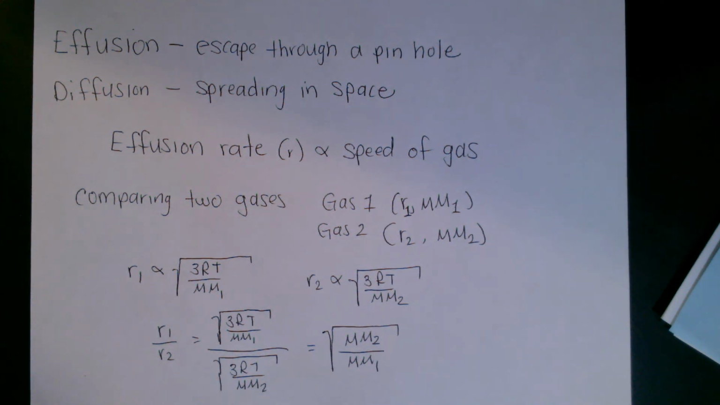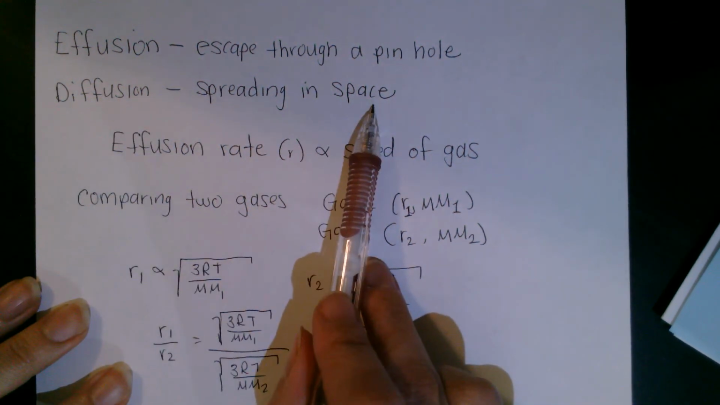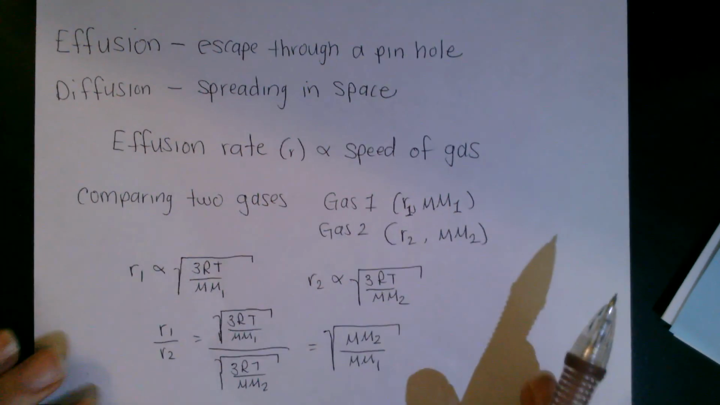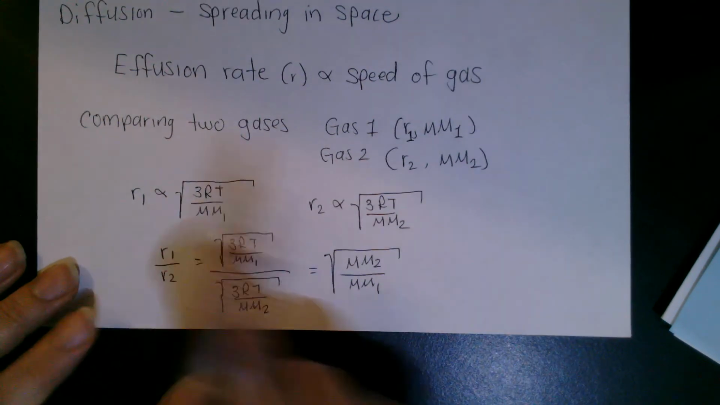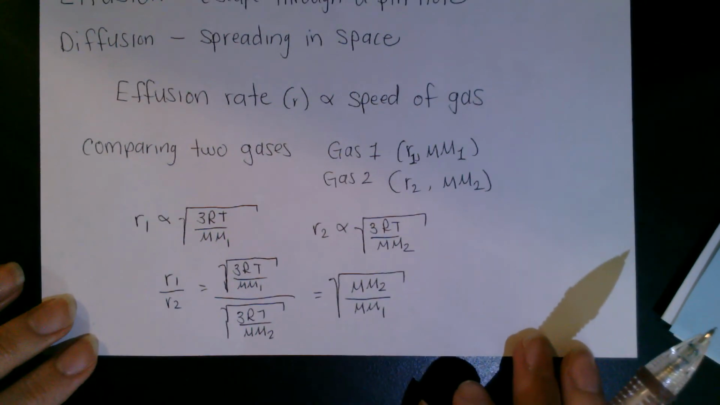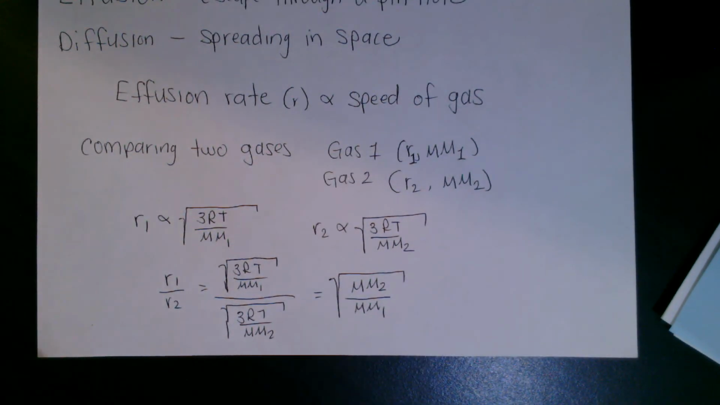Effusion, with the E, is escaping through a pinhole. So looking at gases, the rate at which a gas can escape through a pinhole. Okay, so we're just mentioning diffusion, that's nice. We're not going to do any calculations with this. We are going to do a couple of calculations with effusion. So the effusion rate, which we're going to call R, is proportional to the speed of the gas. So the root mean square speed, the average speed, the mean speed, doesn't matter.